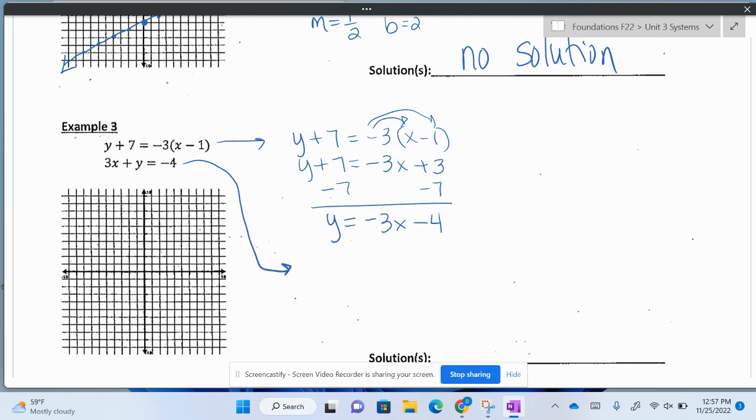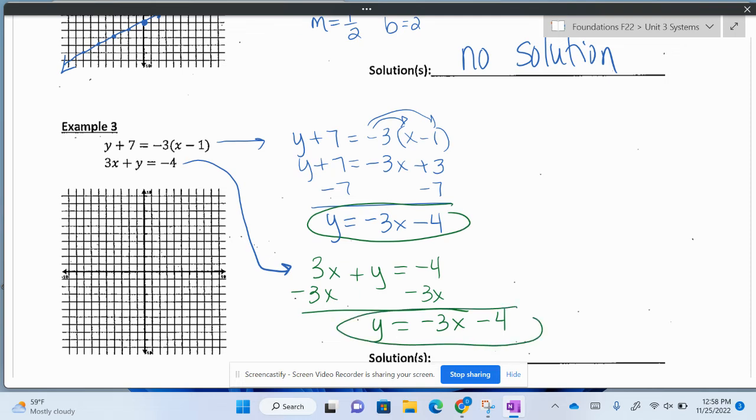The second equation, I am going to solve for y as well. 3x plus y equals -4. I will subtract 3x from both sides. That gives me y equals -3x minus 4. Now, I'm not even going to graph these two equations because you see that these end up being the same line. You're going to have two lines right on top of each other, right? This means that you have infinitely many solutions.